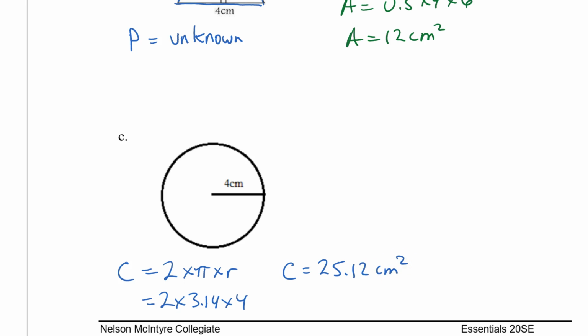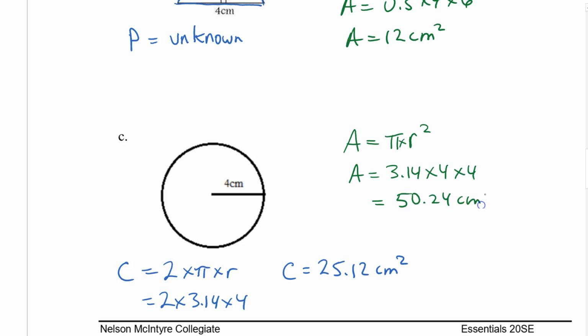Now the area is going to be equal to pi r squared, or pi times r squared. So the area is going to be equal to 3.14 times 4 times 4, which again, I think we've done this one, 50.24 centimeters squared.